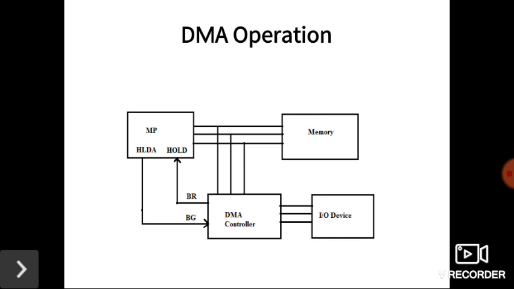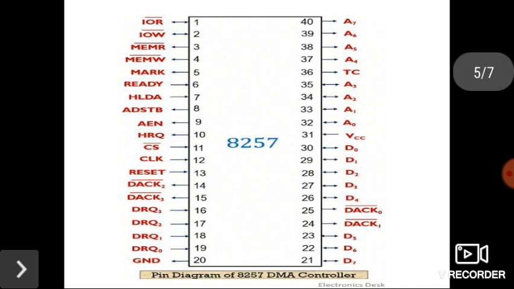The DMA operation can be performed by sending the proper address to the memory and the required control signals for the transfer of a block of data. So at the start of the DMA operation, the DMA controller should know the starting address of the memory location, the number of bytes to be transferred and the type of data transfer, from memory to input-output or from input-output to memory. This is the DMA operation.